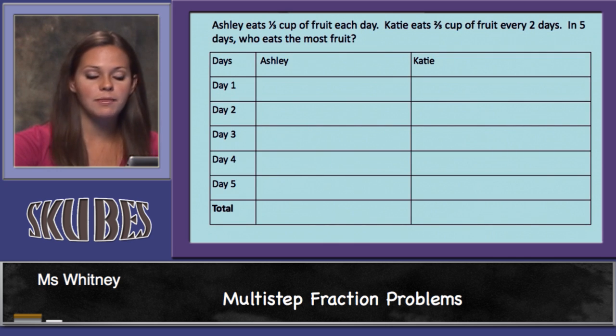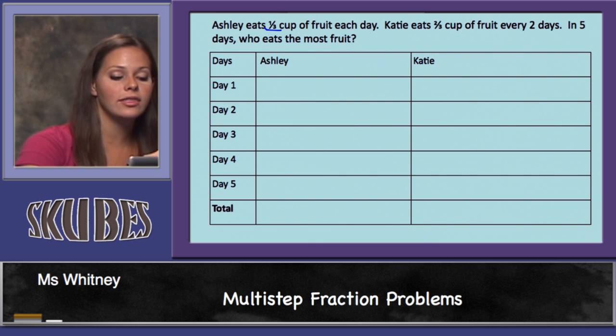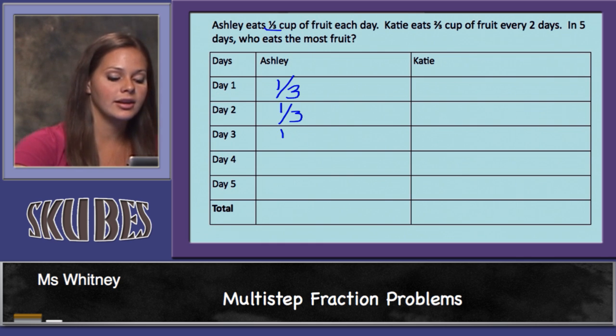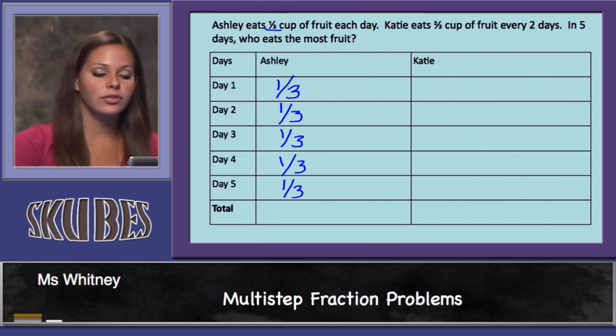Let's take a look at this problem. Ashley eats 1/3 cup of fruit each day. Katie eats 2/3 cup of fruit every 2 days. In 5 days, who eats the most fruit? So first let's look at Ashley, who eats 1/3 cup of fruit each day. So on day 1, Ashley eats 1/3. On day 2, 1/3. Day 3, 1/3. Day 4, 1/3. And day 5, 1/3.